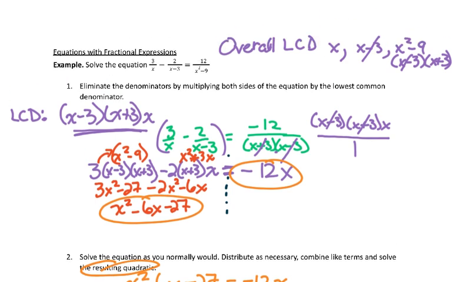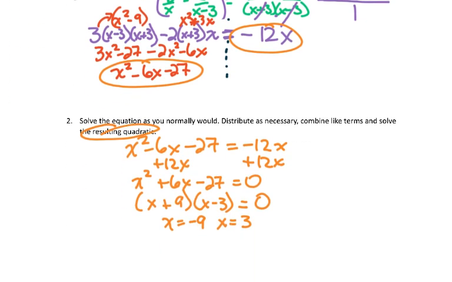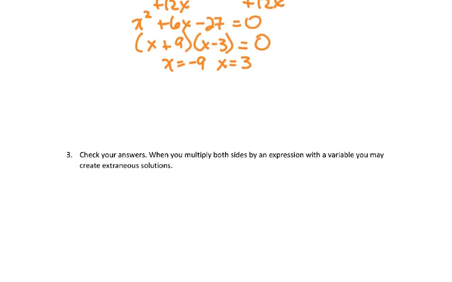Really what we're looking for, since we have rational expressions, we have problems in the denominators of our domain when x is 0 or 3. So those are the things we are looking for as extraneous solutions. So let's start with x equal to negative 9.